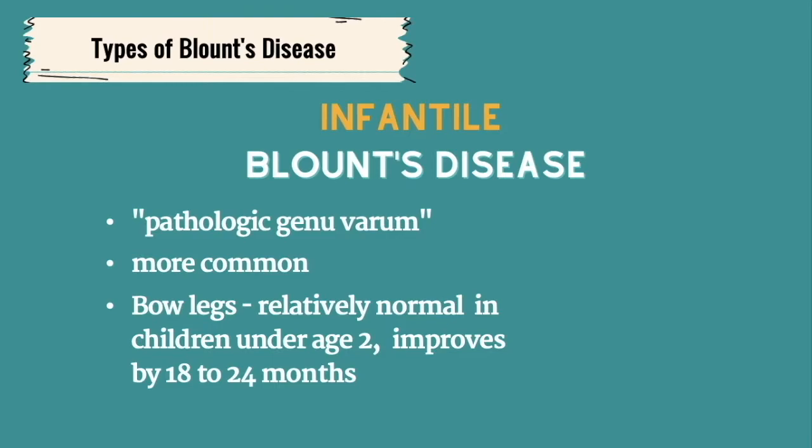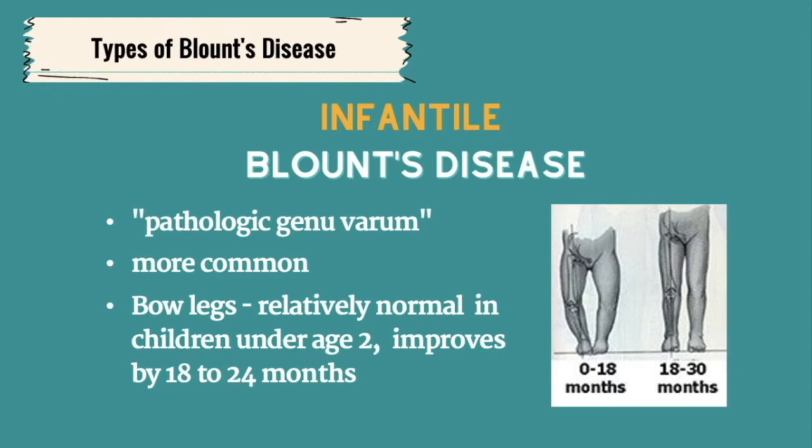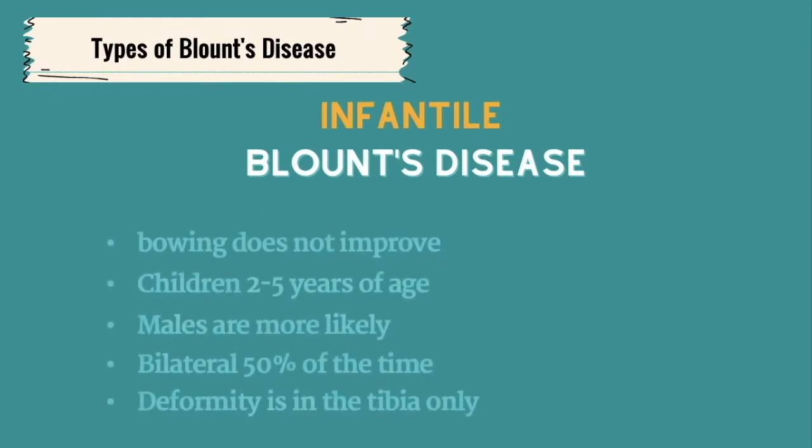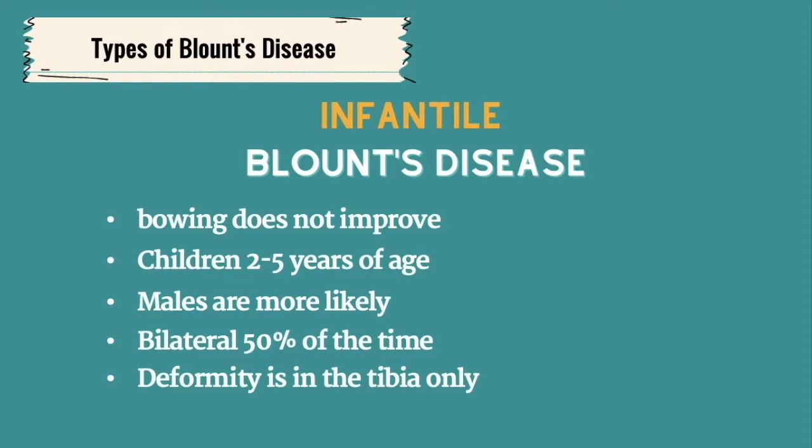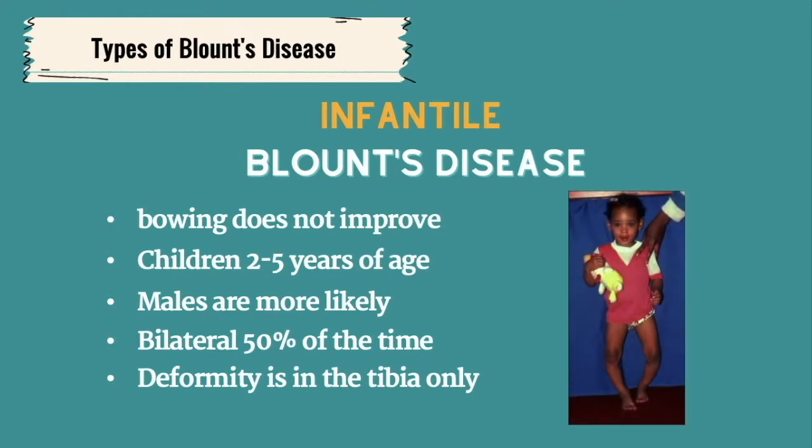Bow legs are relatively normal in children under age 2 and generally improve by 18 to 24 months. However, in infantile Blount's disease, bowing does not improve and instead worsens over time. Generally, it is seen in children 2 to 5 years of age. Males are more likely to develop the condition than females. It affects both legs 50% of the time, and the deformity is in the tibia only.